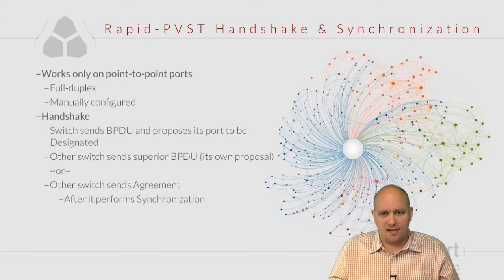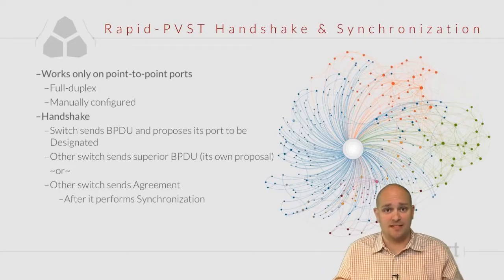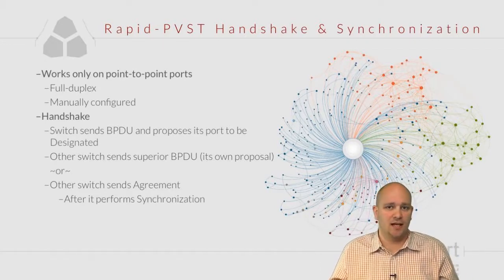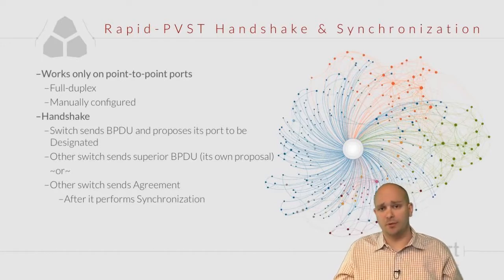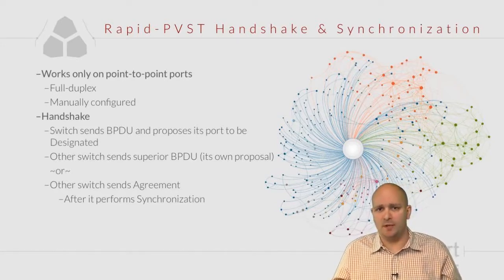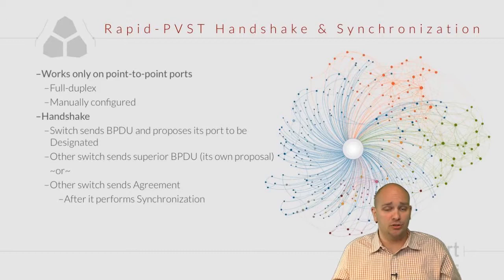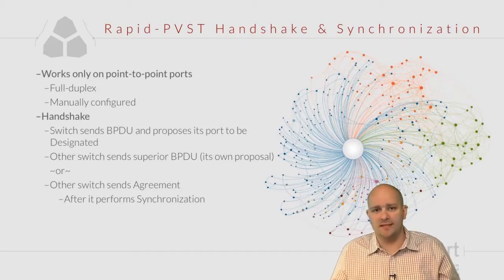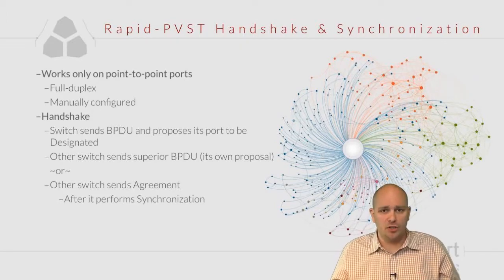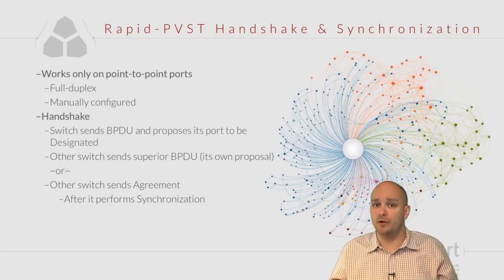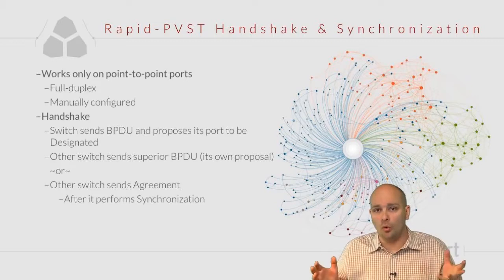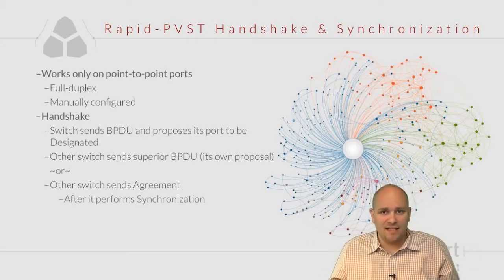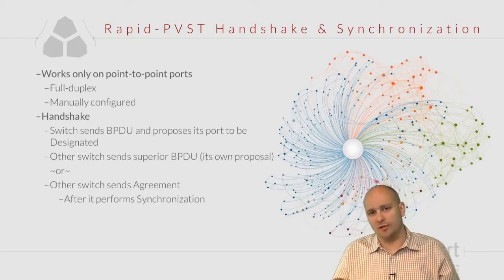The next thing that happens, if this condition has been satisfied, is that the handshake happens. And it's a relatively simple process. The switches send BPDUs, and they propose that the port that has actually transmitted the BPDU becomes a designated port. The other switch may actually send a superior BPDU, a better BPDU, or it can agree to the proposal. Now, let's say that the other switch does agree to the proposal.